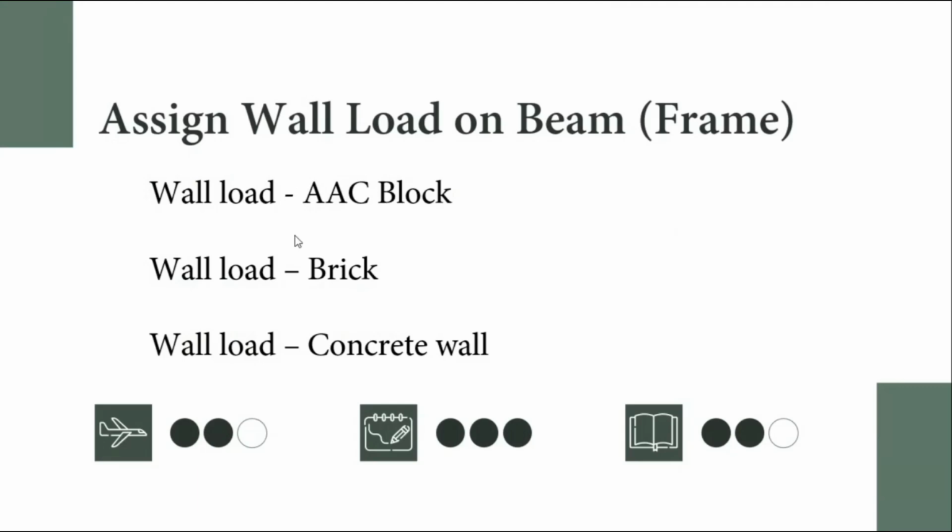So for the AAC block, the density of the AAC block is almost 10 kilo-Newton per meter cube. For brick wall, it is 19 kilo-Newton per meter cube, and for concrete wall, it is 24 kilo-Newton per meter cube. Okay, so generally we use AAC block in the brickwork in residential buildings, and I will tell you in different lectures why we use concrete walls.